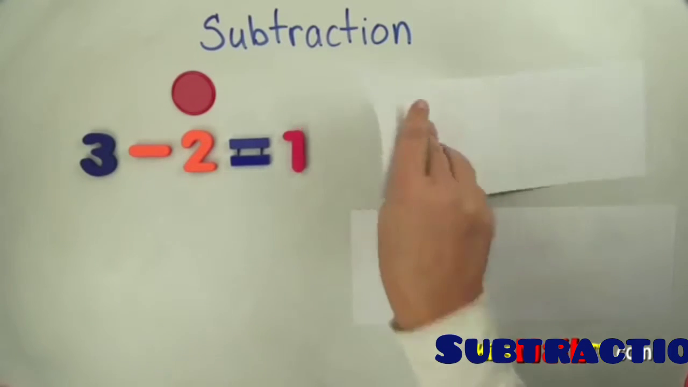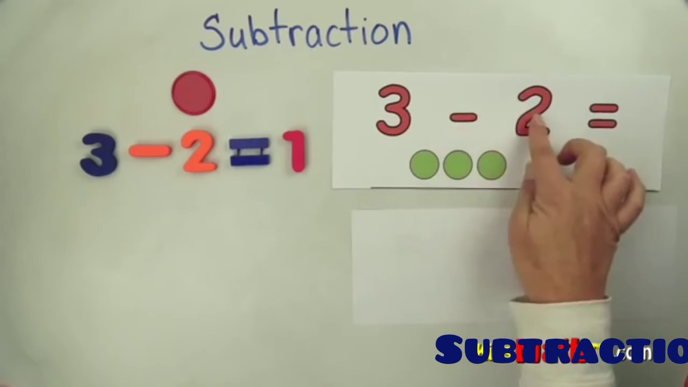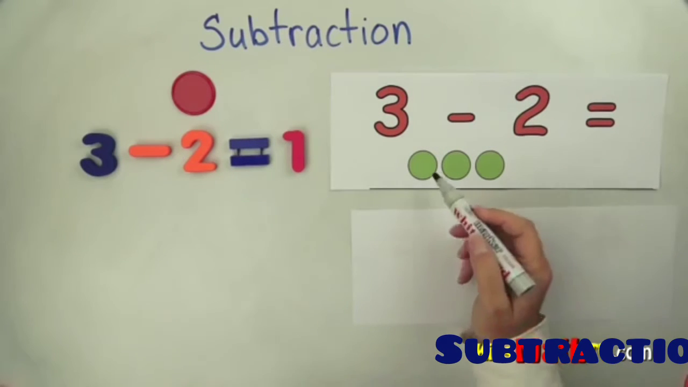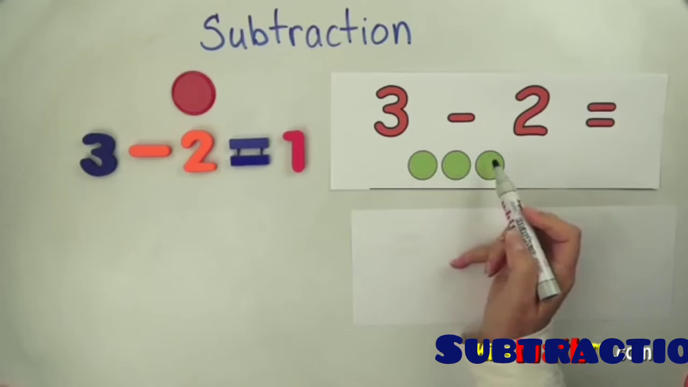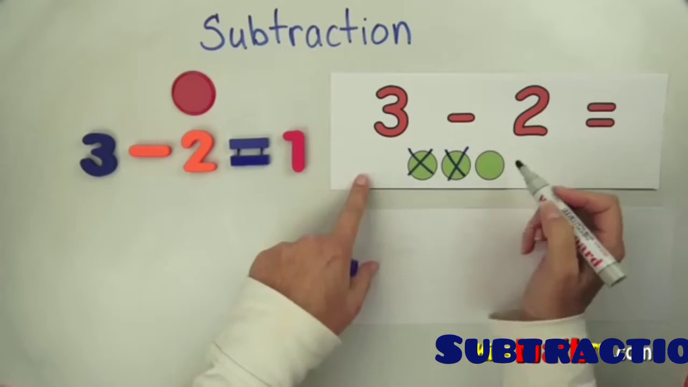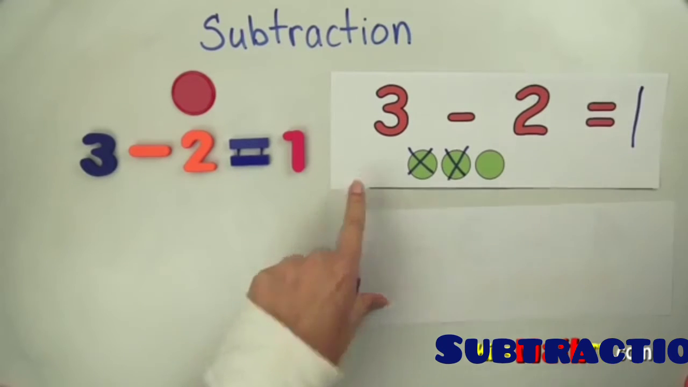Okay? We can show that in writing. 3 take away 2 equals, well, to show that on here, we start with 3, 1, 2, 3, and let's take them away. Let's cross them out. Take away 2. How many are left over? 1 is left over.